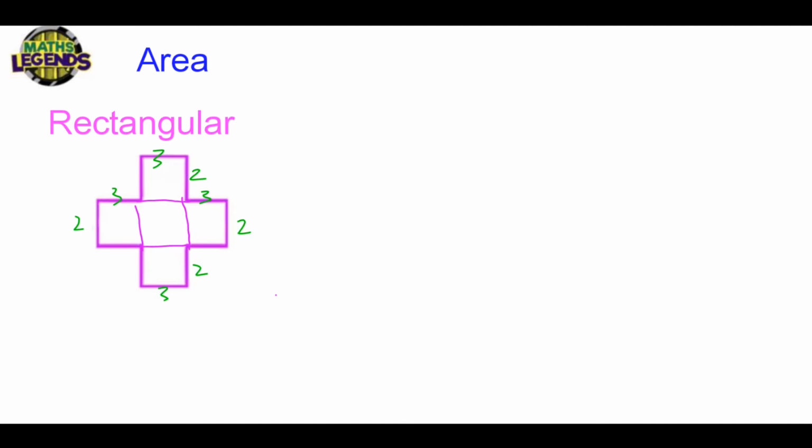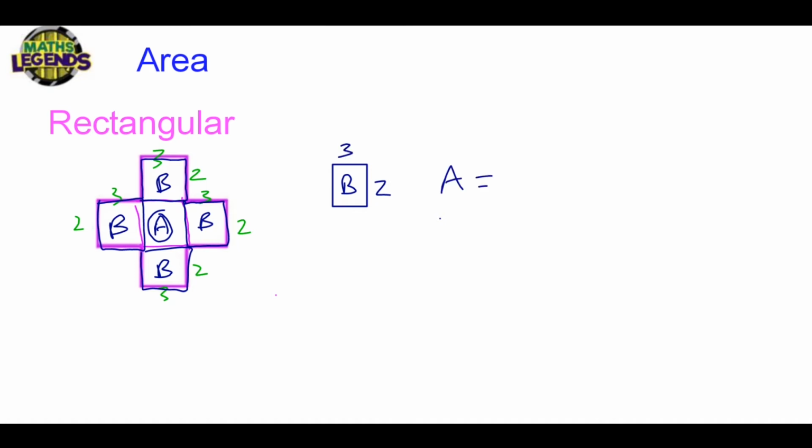So now what we can notice is that each of the rectangles with a 2 and a 3 next to it are the same. Only this one in the middle is different. So let's call that one in the middle A, and the other ones that are the same, we'll call all of them B. So let's say this is rectangle B. Then we have height of 2 and base of 3. So the area here would be 2 times 3. And let's say for rectangle A.